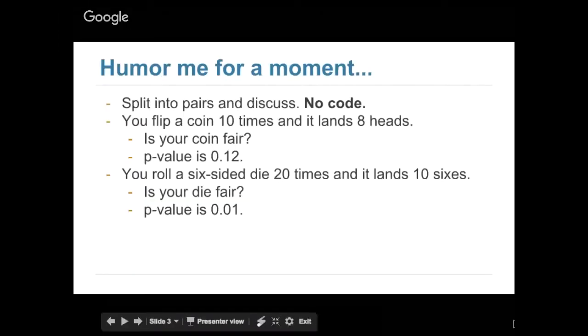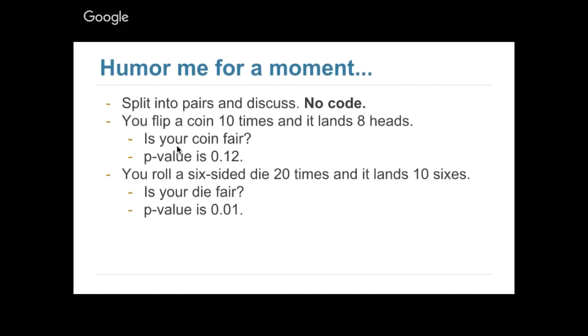So if you will humor me for a moment, okay? Please split into pairs and label one person, person one, and one person, person two. And I would like you to discuss with your partner these 2 questions. Okay, so person one, you're going to answer this question to your partner. You flip a coin 10 times and it lands 8 heads. Is the coin fair? Suppose your p-value is 0.12, but talk about how you would go through the process of stating your null and alternative hypotheses, coming up with a test statistic, doing your simulations, all that stuff.